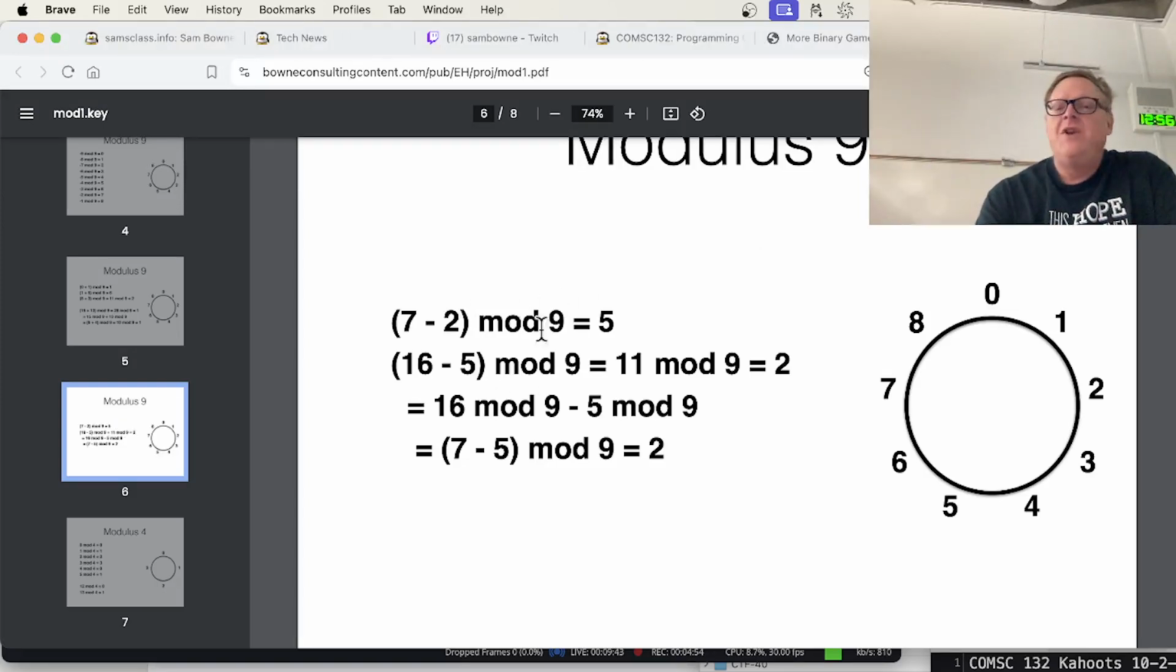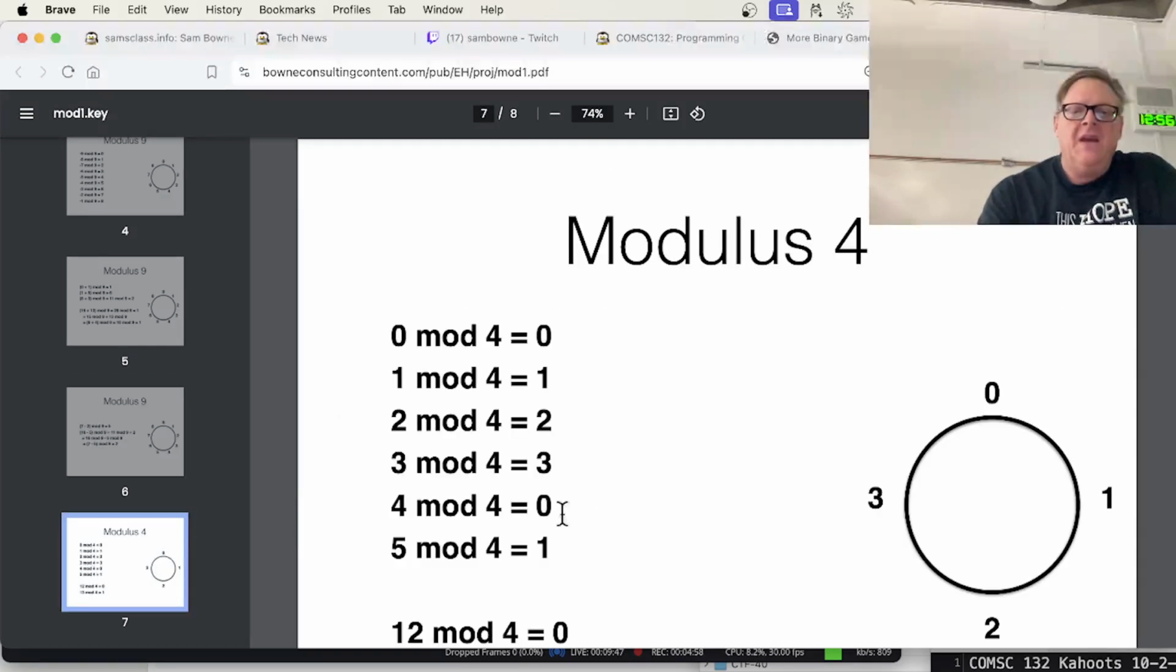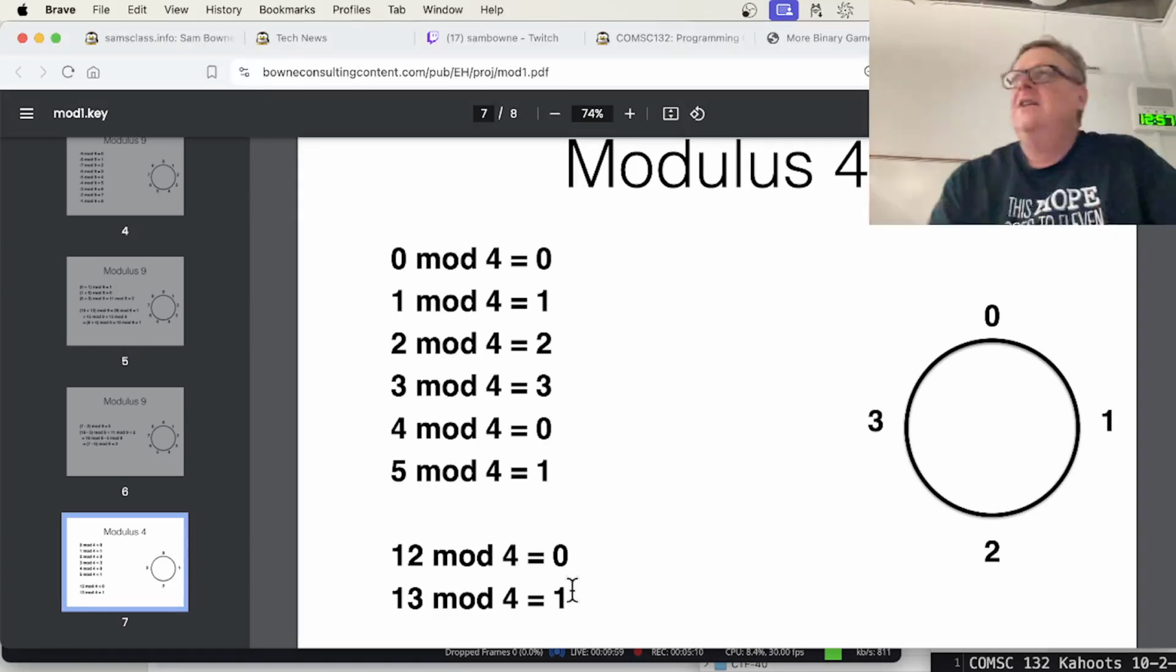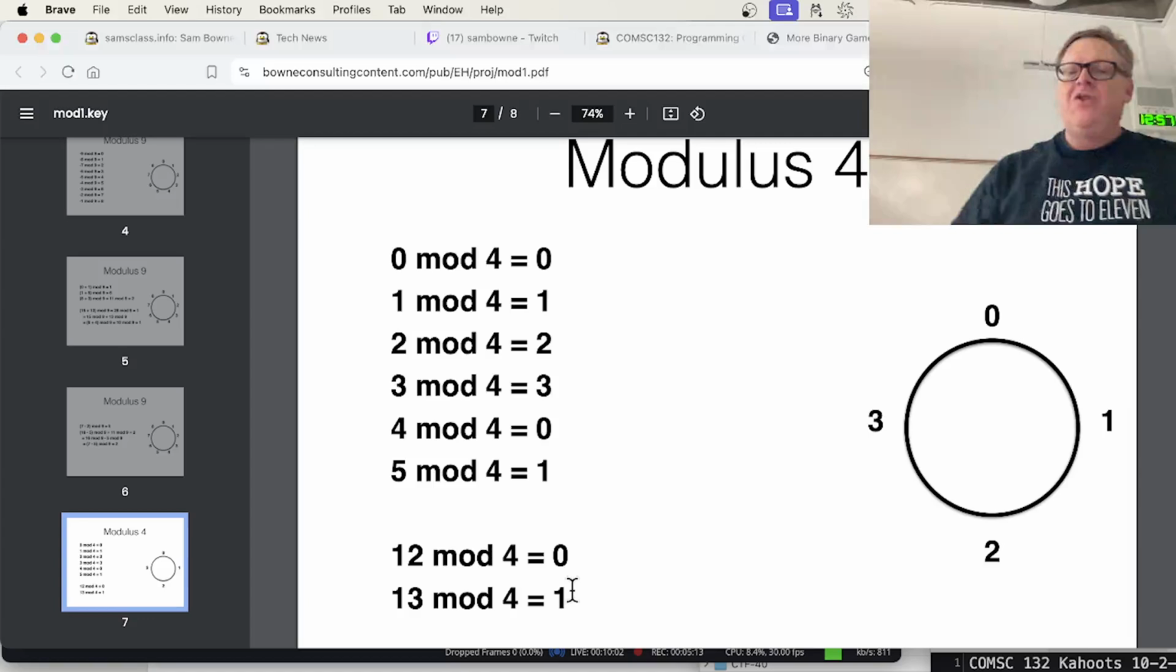There's no particular special thing about 9. You can do mod anything. And so here, for example, is mod 4. 0, 1, 2, and 3 is all you have. So 4 mod 4 is 0, 12 mod 4 is 0, 13 mod 4 is 1, because it's 3 4s plus 1. So that's the basics of modular arithmetic.